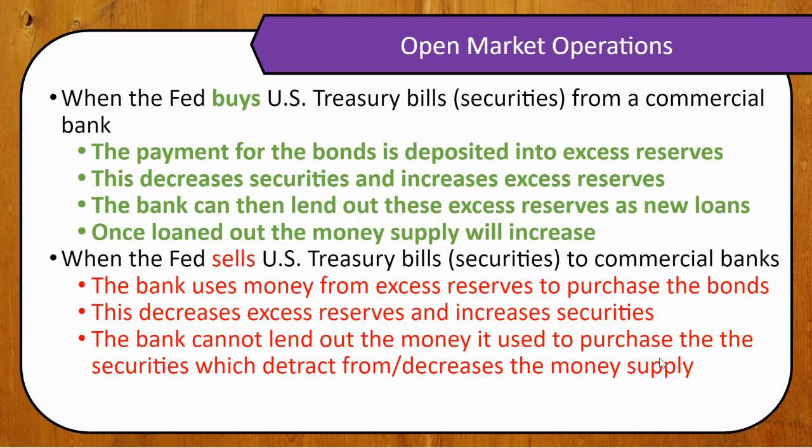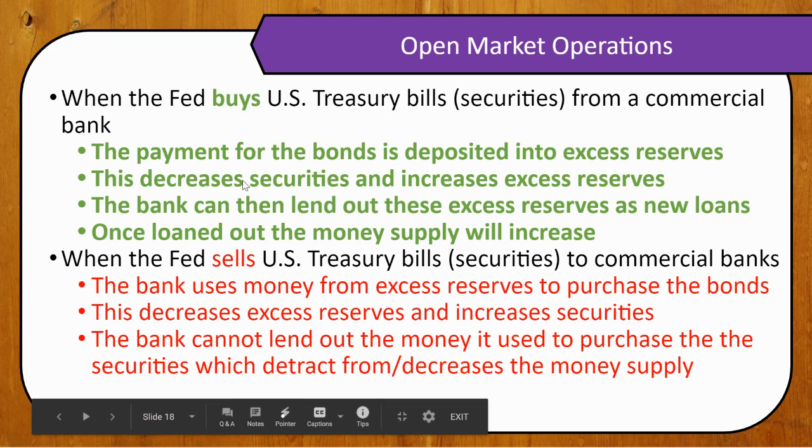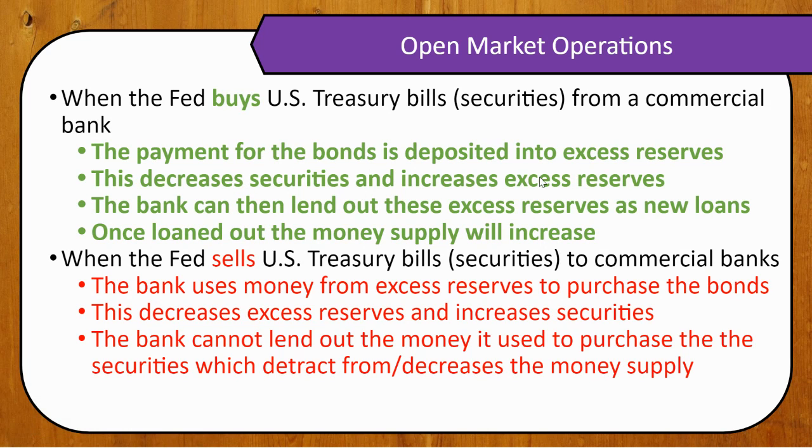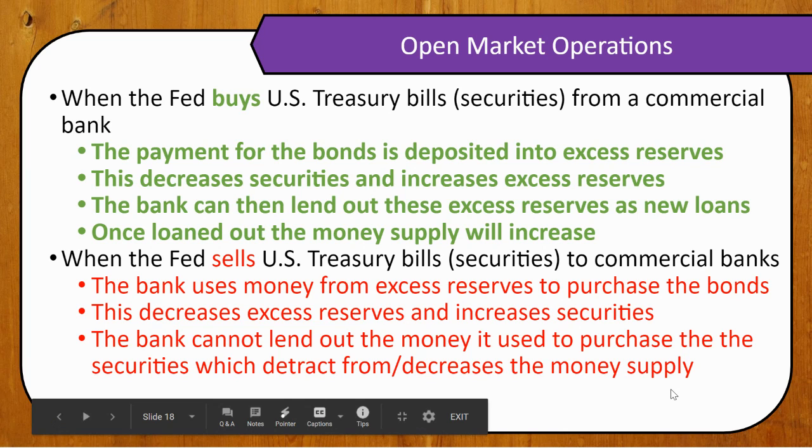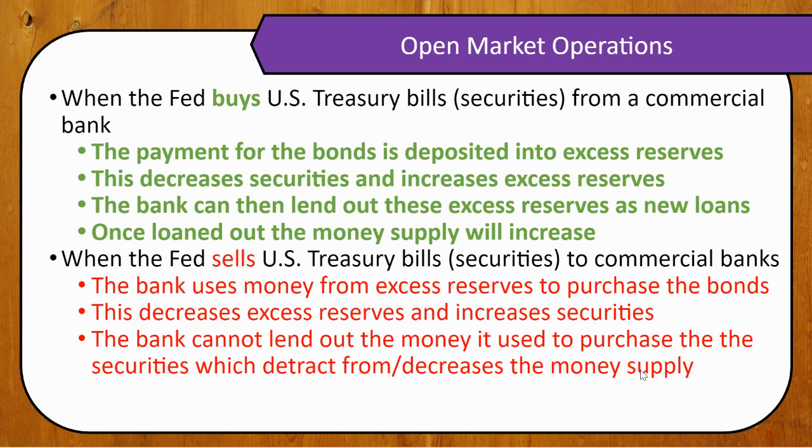All right, here it is, just walking it out step by step. If they're buying securities, the money is deposited into excess reserves. The decrease in security increases our excess reserves. Banks now have more money to loan out as new loans. And once that money gets loaned out, we see an increase in the money supply. And then it explains how it works in the reverse. So banks use money from excess reserves to purchase bonds. The decrease in excess reserves increases securities on the asset side, and the bank cannot lend out the money it used to purchase the securities, which will cause a decrease in the money supply. So we'll definitely go over this again, but those are the three tools of monetary policy.